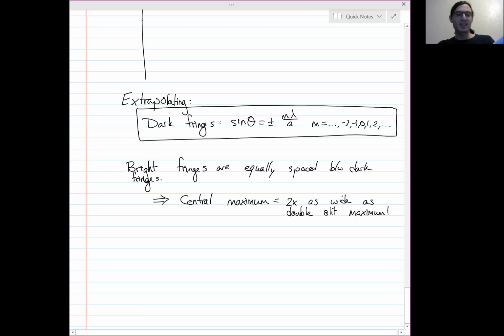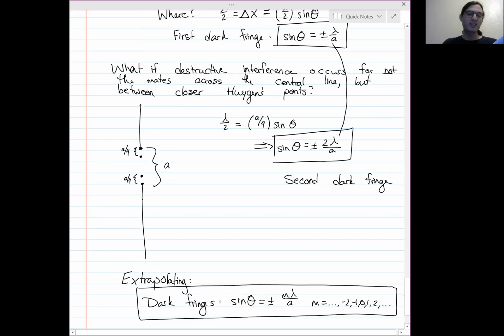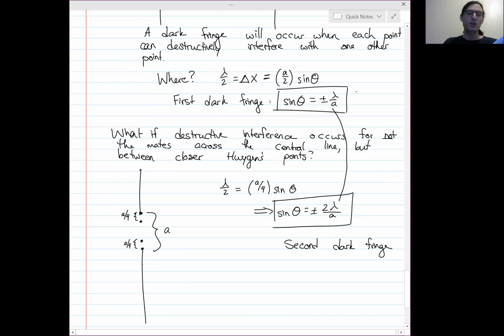Now, why is that the case? Let's look at the distance between the central maximum and the first dark spot. This is assuming that a and d are the same. The first bright spot for the double slit occurs at d sine theta equals lambda, right? But the first dark spot for the single slit interference effect is sine theta equals lambda over a, or lambda over d, depending on how you want to call it.